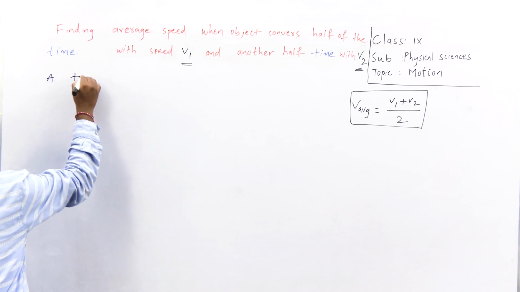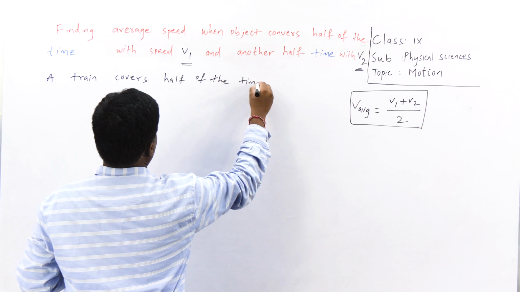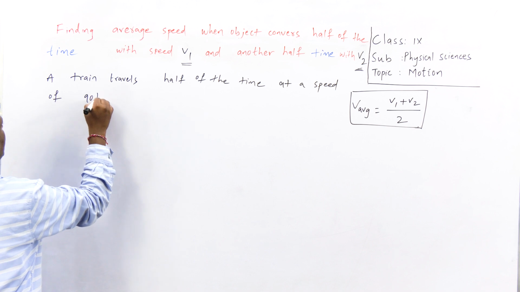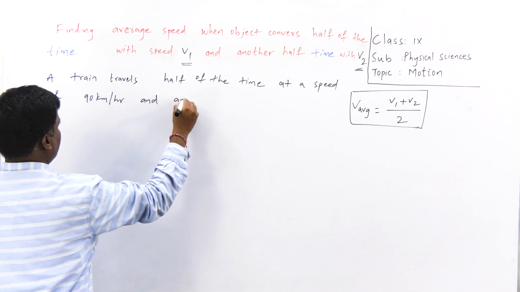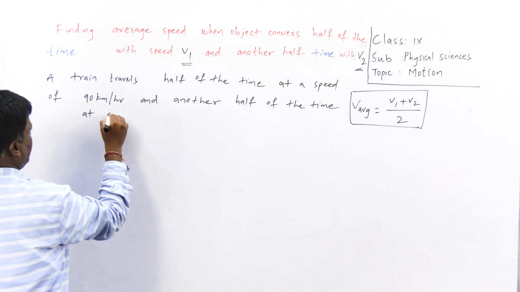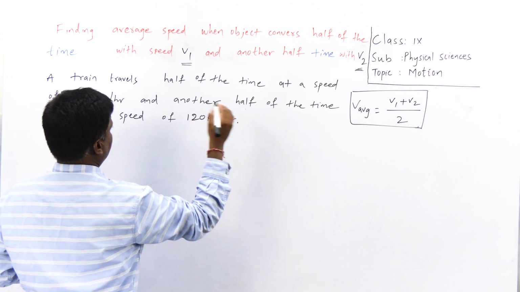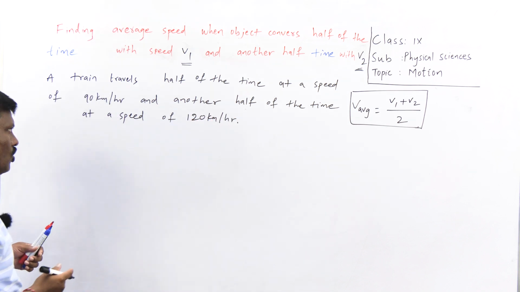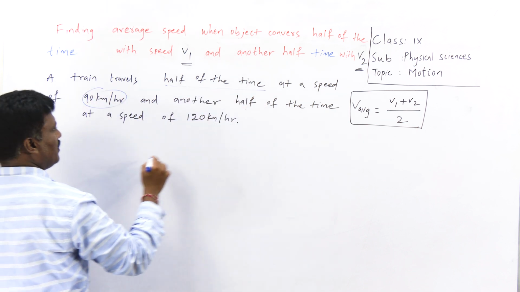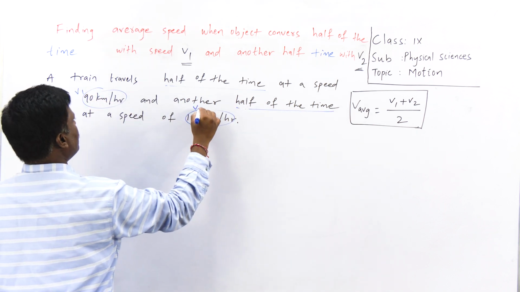A train travels half of the time at a speed of 90 kilometers per hour, and another half of the time at a speed of 120 kilometers per hour. Let us take this problem. So the condition: half of the time with this speed, another half of the time with this speed. So this value is v1, this value is v2.